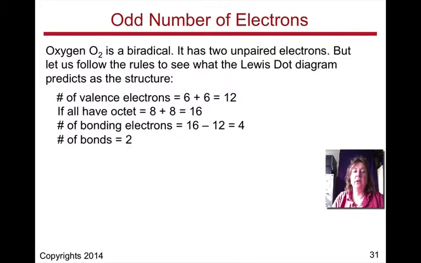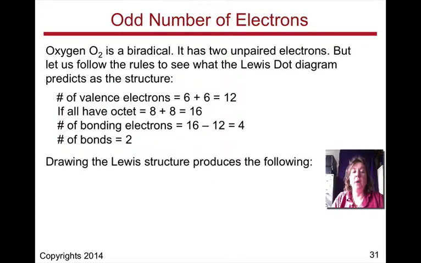Number of valence electrons, oxygen is in group 6. 6 plus 6 equals 12. If everybody's got an octet, 8 plus 8 equals 16. Number of bonding electrons, 16 minus 12 equals 4. 4 divided by 2 equals 2 for our number of bonds. So that means that we should get the following Lewis dot diagram.